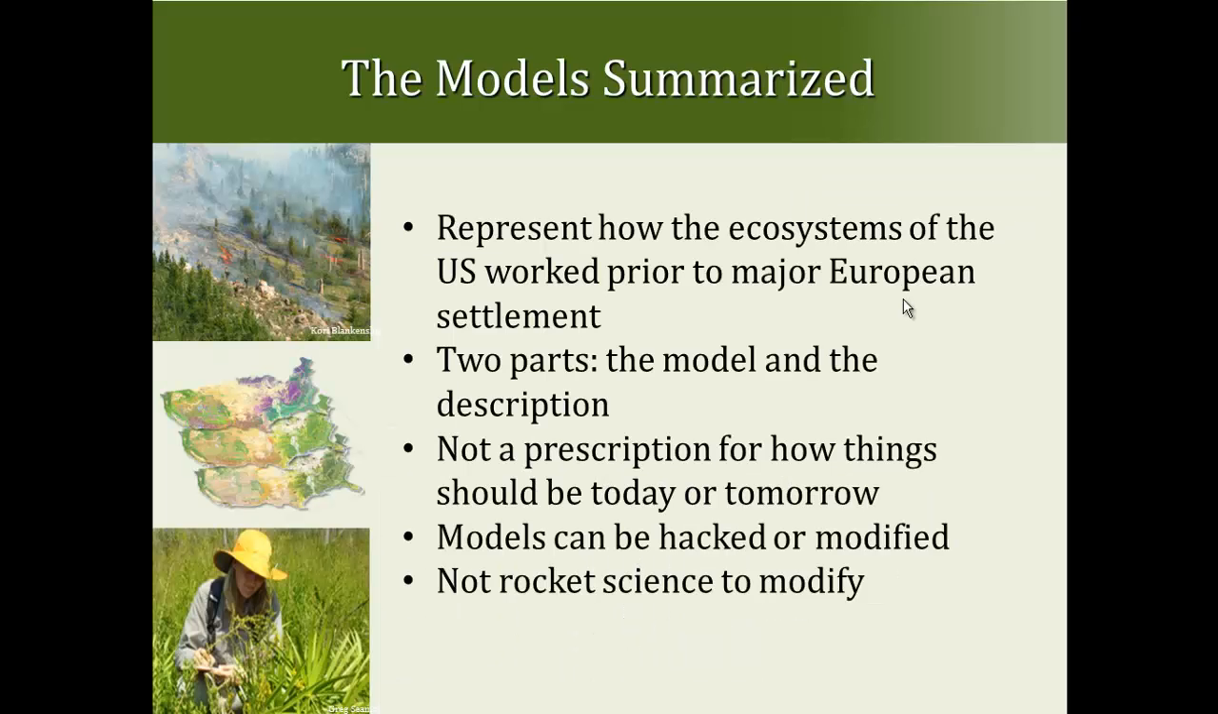So the models and their descriptions represent how the ecosystems of the U.S. worked prior to European settlement. They include the actual model that we didn't go into today, and the description which we explored. They're not a prescription, and the models can be hacked. I say that in a positive way. That is, they should be reviewed and modified as needed for a local landscape. And they're not difficult to work with.